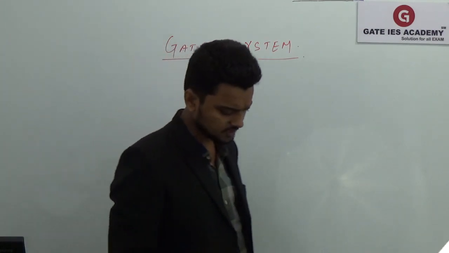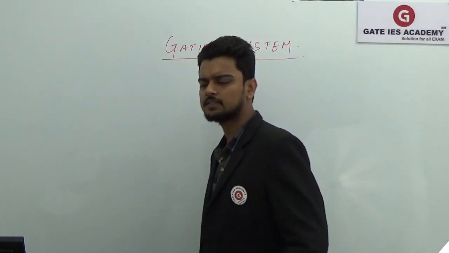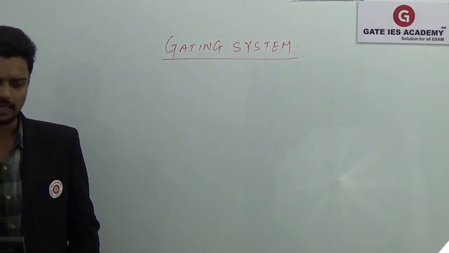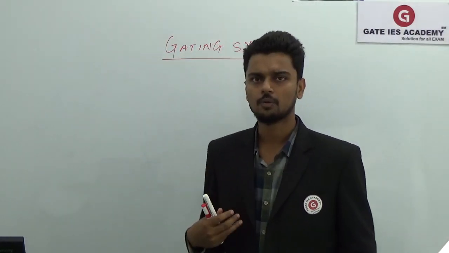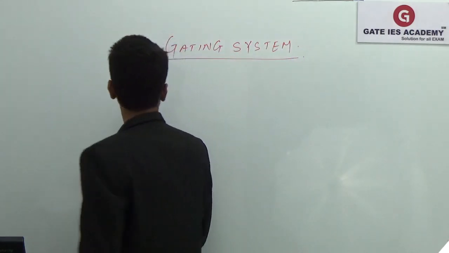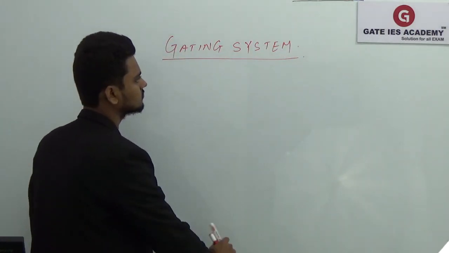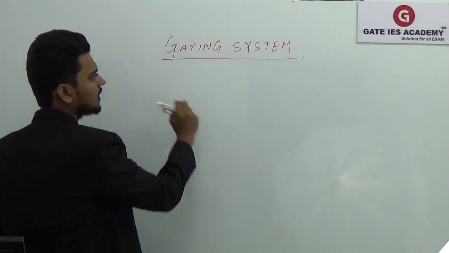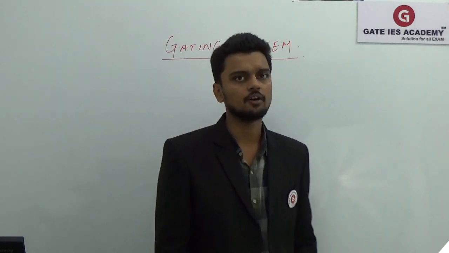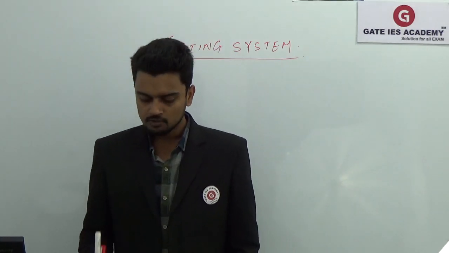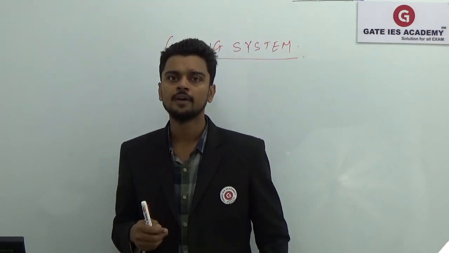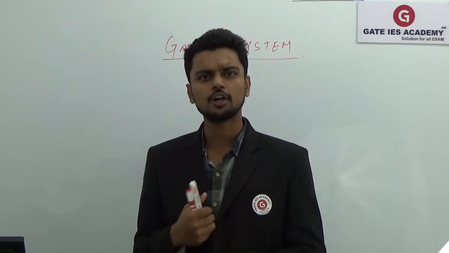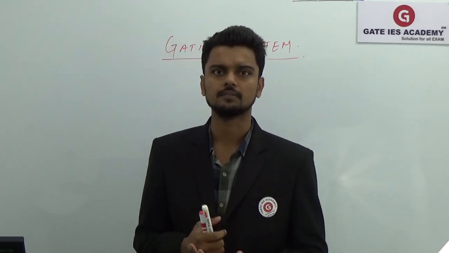Now, after this pattern and the different shrinkages and different types of pattern, core print, and then chaplet, chills, all we discussed. And now we'll discuss a very important topic in casting, the gating system. That is the design of your gating system. Basically, the gating system is nothing but the passage through which the molten metal is poured into your mold cavity in order to get a defect-free casting.